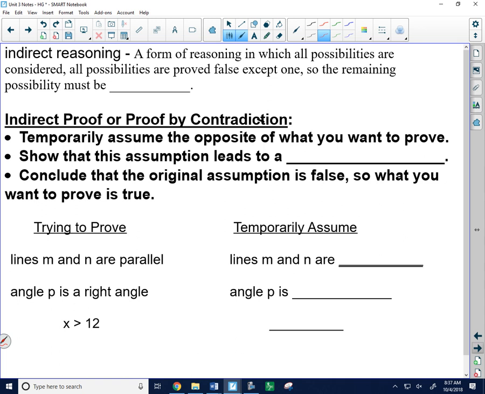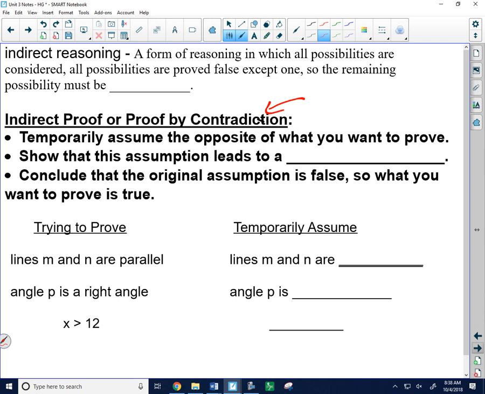So at the top, indirect reasoning is a form of reasoning. Okay, all possibilities are considered. You prove them false except one, so the remaining possibility must be true. This is also known as proof by contradiction. Do you know that word contradiction, like two things that don't work, they contradict each other? Like people often say things and they contradict themselves. Like, I said I wasn't going to be at this party, and then you go to the party and it's like, wait, you're going against what you said.